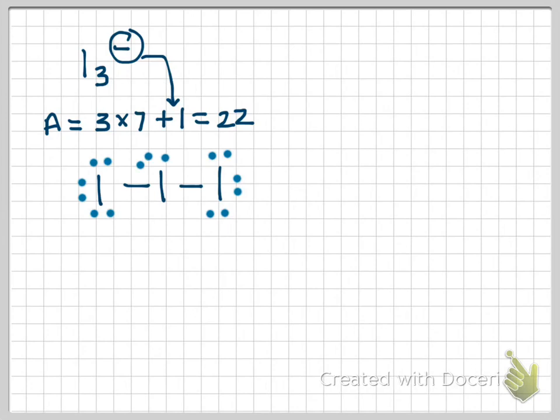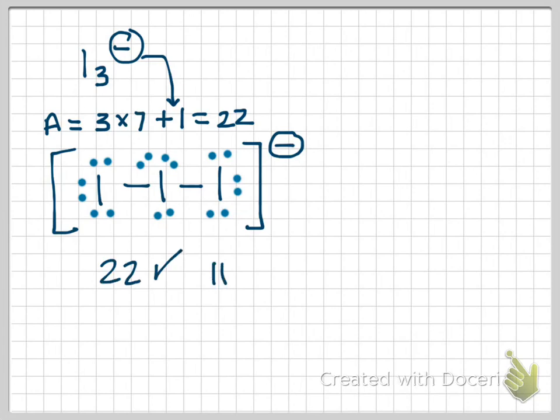2, 4, 6. Because this is an ion, I'm going to put my final structure in brackets and then put the charge over the brackets. And let's check our structure at the end. I have 1, 2, 3, 4, 5, 6, 7, 8, 9, 10, 11, 12, 13, 14, 15, 16, 17, 18, 19, 20, 21, 22. So I do indeed have 22 electrons and my structure checks out.